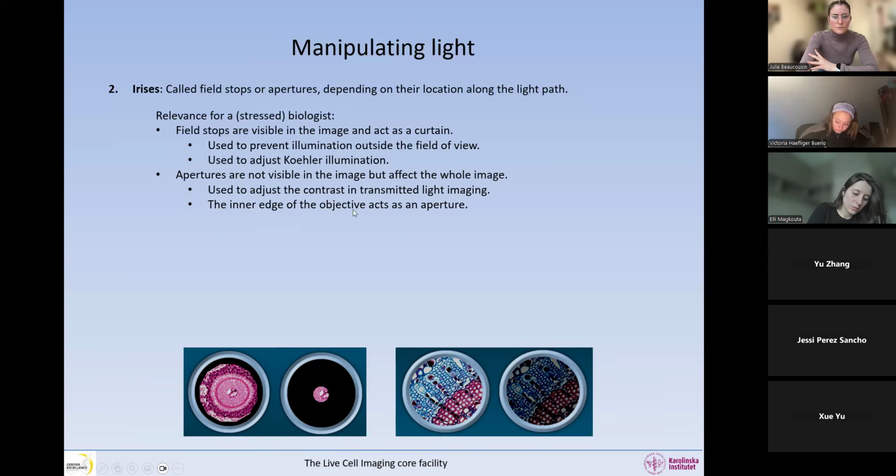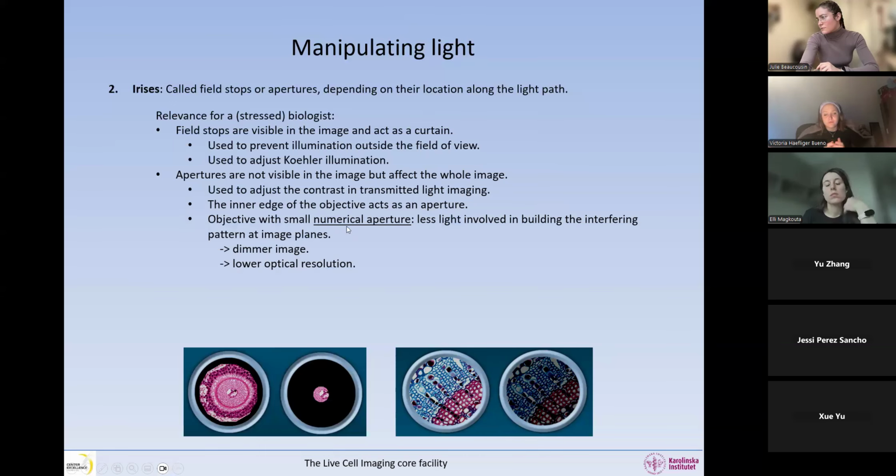But the inner edge of the objective, so the objective is a big lens, and around it we have an edge, right? And this acts as an aperture, okay? And that is called the numerical aperture. So we already mentioned the numerical aperture yesterday, and now you know what it is. It is the inner edge of the objective, which acts as an aperture and transforms the whole image. So there is less light involved in building the interference pattern at the image plane. So we get a dimmer image if the aperture is small, and we get a lower optical resolution.